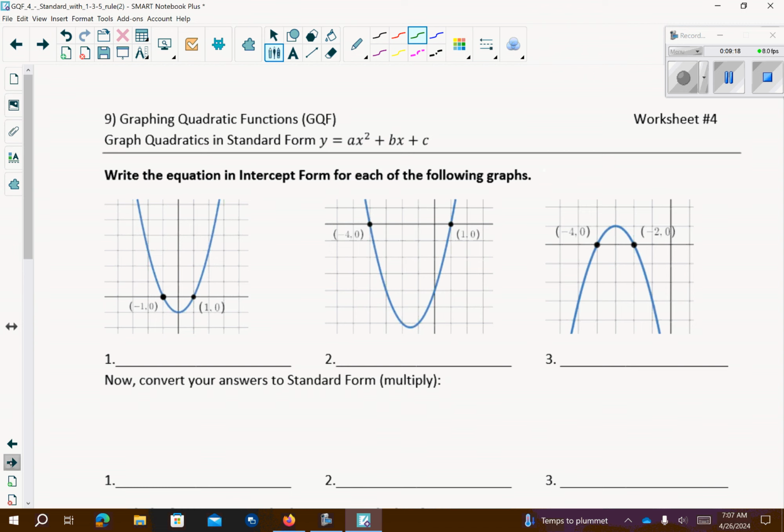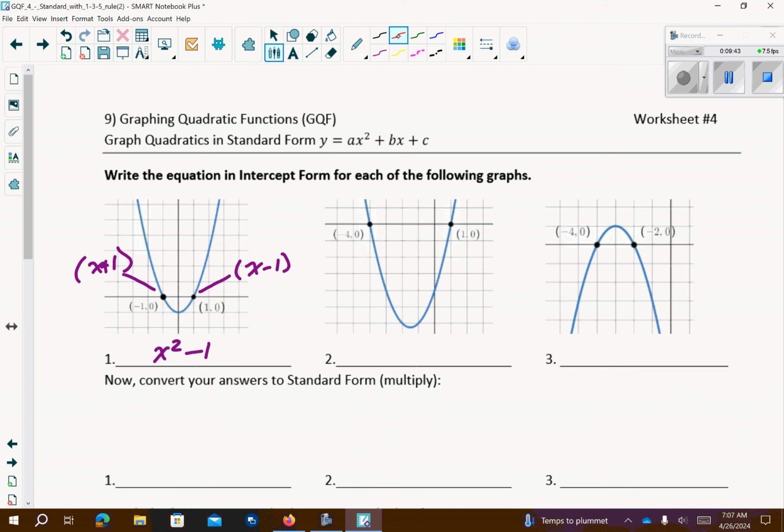I just wanted to start the homework and think about this for a minute. Remember, we've been doing these for a while. So this point here is going to lead me to x minus 1, and this one is going to lead me to x plus 1. Now, I want to multiply these together, which is going to give me x squared minus 1. That's my standard form.